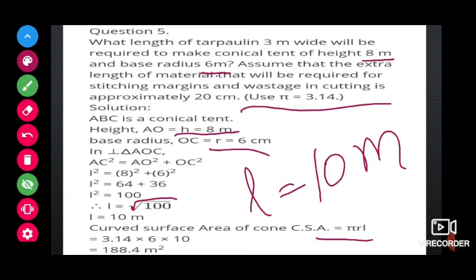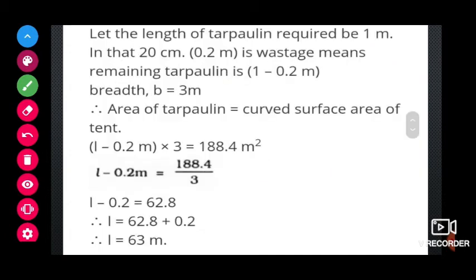Now 188.4 meter square we will get. Next, let the length of the tarpaulin required be 1 meter. In that 20 centimeter is wastage, meaning the remaining tarpaulin is 1 minus 0.2 meter. Breadth is 3 meter. Area of the tarpaulin is equal to curved surface area of the tent. Here, we don't know what is the length of the tarp we require, so let the length be L meters.